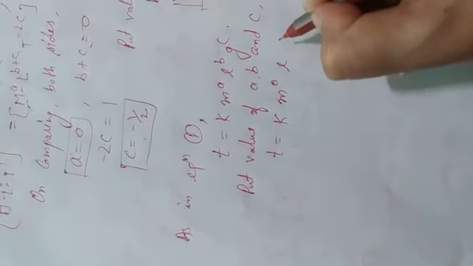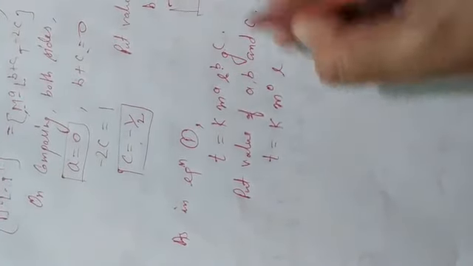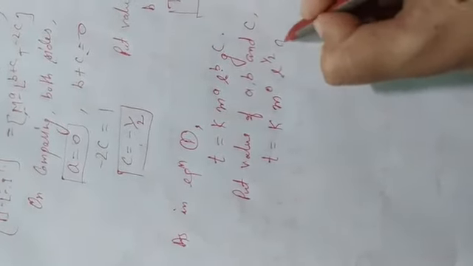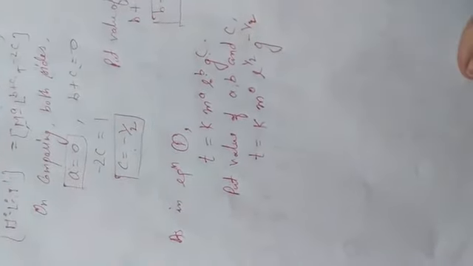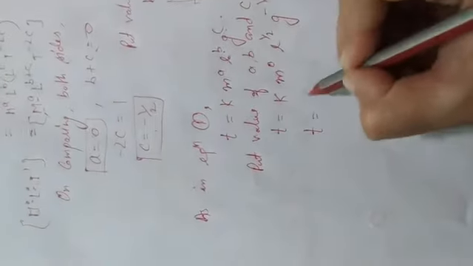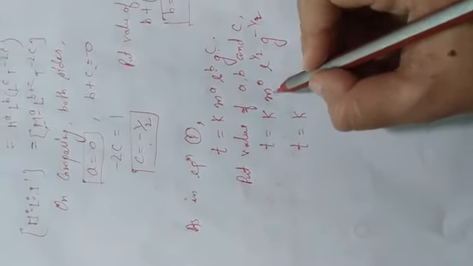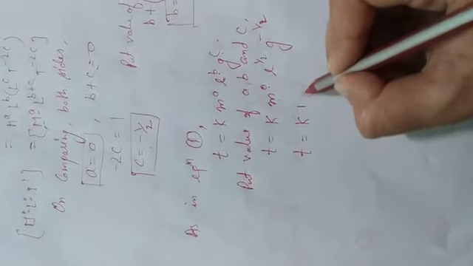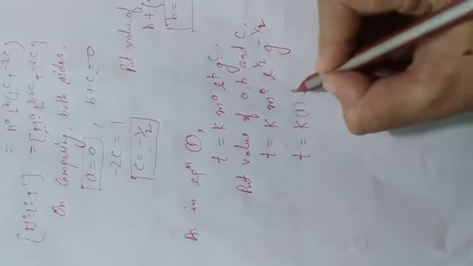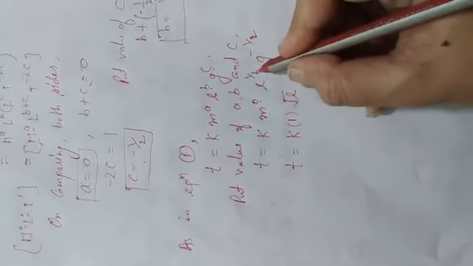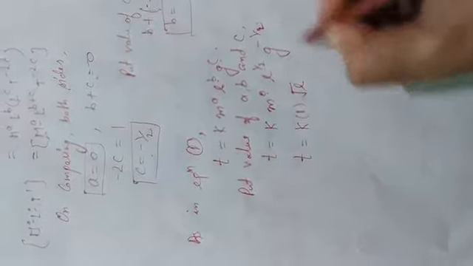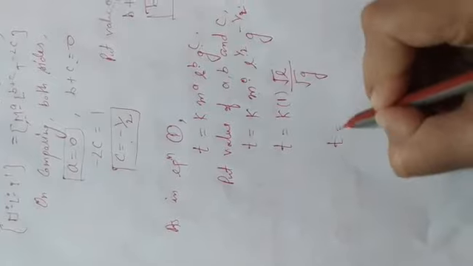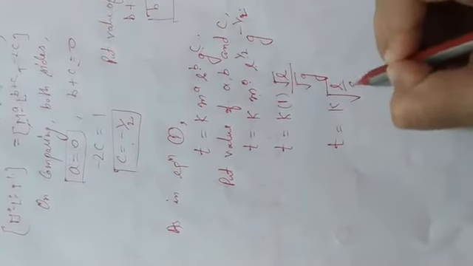After putting, we can write T equal to K M^0 L^b, where the b value is 1 by 2, and g raised to power c, where the c value is minus 1 by 2. These we can write under root. If any term has power 0, then we can write 1. Now L we can write as L raised to power 1 by 2, under root. Now g has power minus 1 by 2, so that's why we write divide by g. So we can write T equal to K under root L by g.